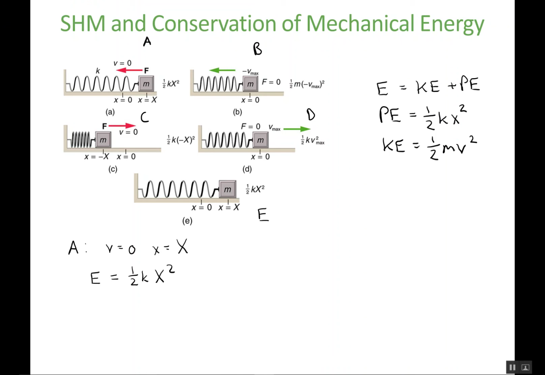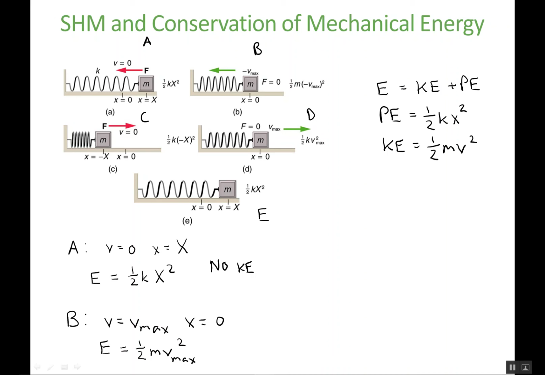So in panel A, there's something special happening. In panel A, the mass is at its maximum displacement from equilibrium in the positive direction, x equals capital X. And when this is occurring, the mass is in the process of changing direction, and at that moment, its velocity is 0, its speed is 0, and its position is capital X. So in panel A, the mass has mechanical energy, but all of its mechanical energy is potential energy. Because its speed is 0, it has no kinetic energy. That's true in panel C as well.